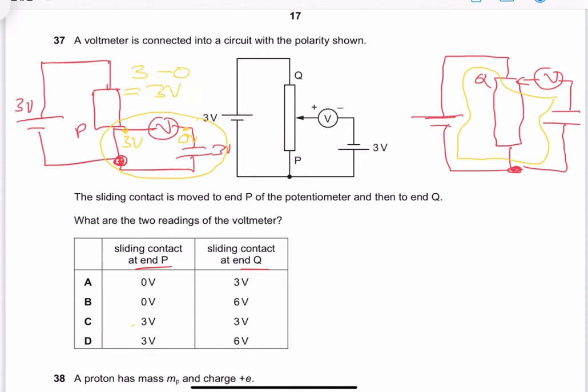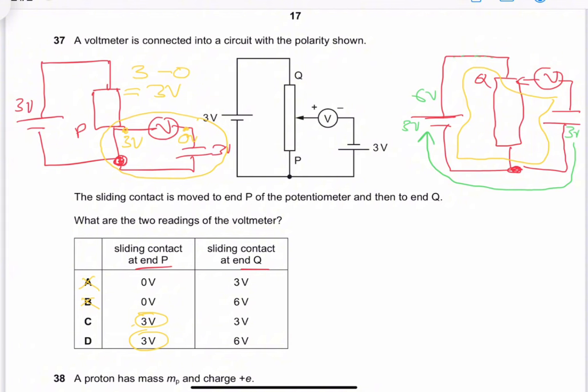So the answer has to have 3 volts when it's at end P, meaning that A and B are wrong, right? If we're to move on this system, this is 3 volts. Very important. If it's 3 volts here, it's going to move with that 3 volts here. Imagine an electron leaving here, it's given 3 joules of energy, it leaves here, reaches here, and is given another 3 joules of energy. So once it passes here, it now has 6 volts. It now has 6 joules of energy, right?